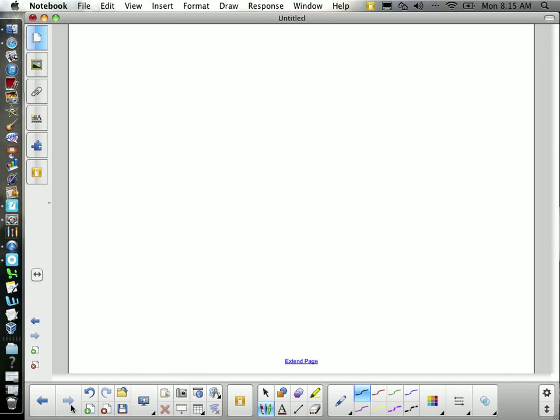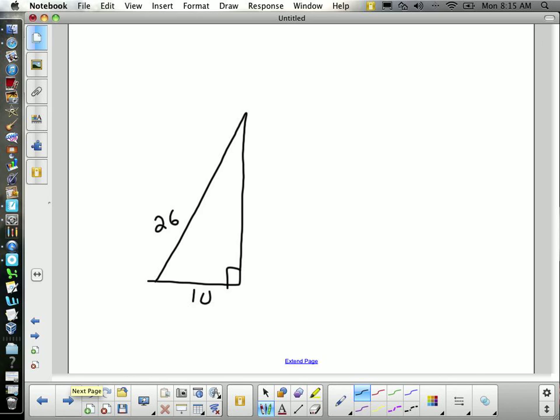Window washers have a contract to do the windows. The ladder is 26 feet long, 10 feet away. A lot of people got the picture drawn correctly. 26, 10. And they even got that this side was 24. And then they said 30, 60, 90 degrees. Is that a 30, 60, 90 triangle? It is not.